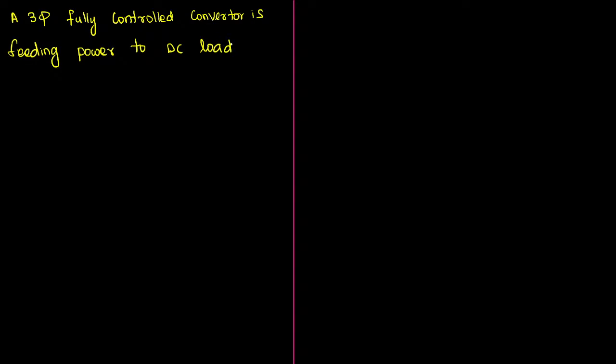That is the first data they have given. Now in the bracket they told that the output current is constant. The value of the output current I naught is equal to 200 ampere. Current is constant and its value is also given. The RMS current in ampere through each thyristor of the converter is dash. The RMS value of the thyristor current is dash.